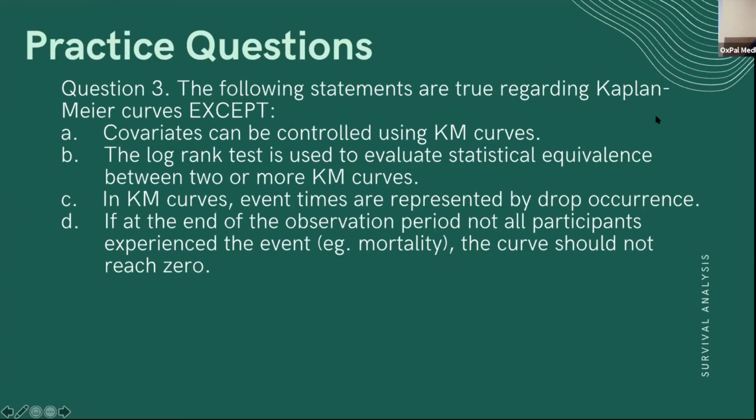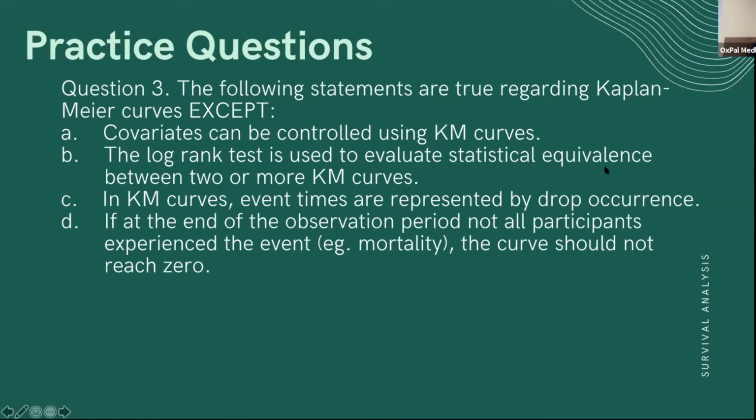Letter B, the log rank test is used to evaluate statistical equivalence between two or more curves. Letter C, in Kaplan Meier curves, event times are represented by the drops. So remember the drops that we see, what do those represent in the Kaplan Meier curve? Are they events? And then letter D, if at the end of the observation period, not all participants experienced the event, meaning not all died, the curve should not reach 0.